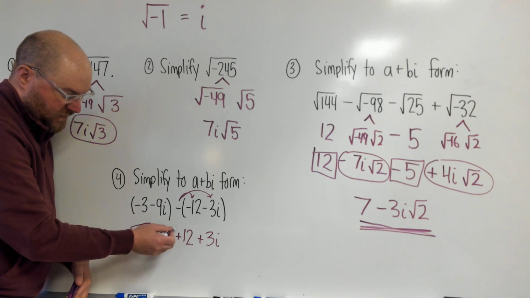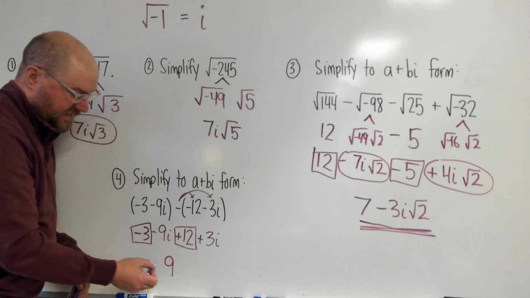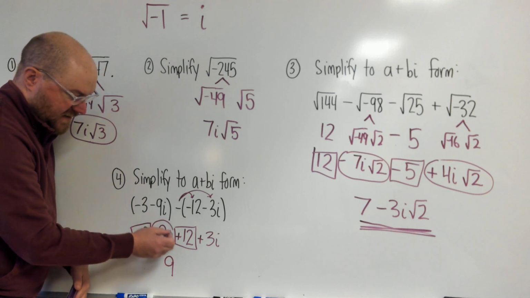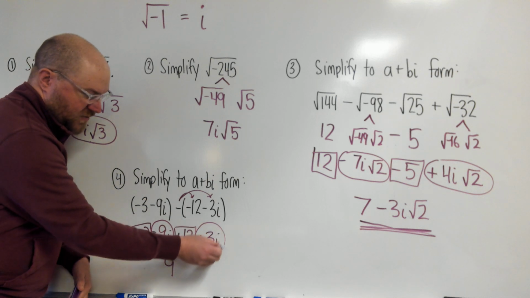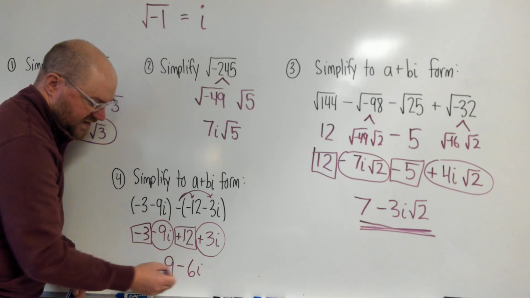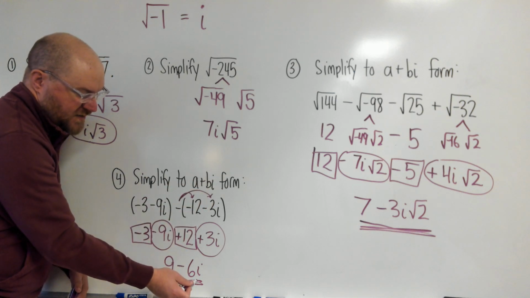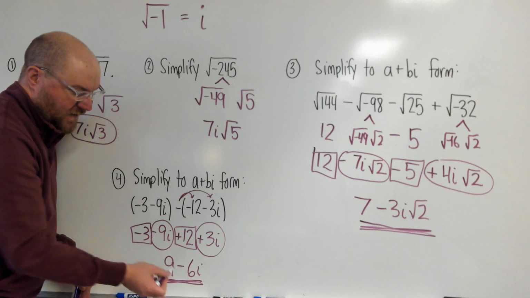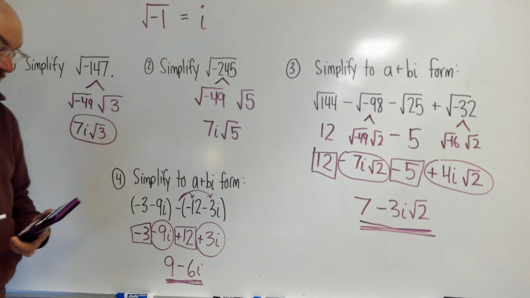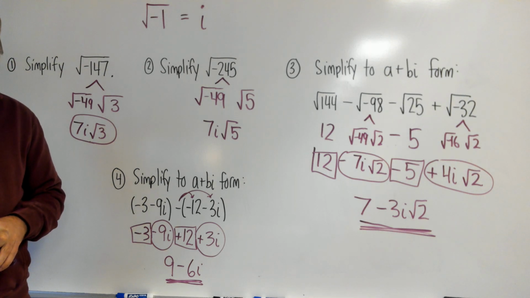So this negative 3 and this positive 12 is going to be 9. And this negative 9i and this plus 3i is going to simplify to be negative 6i. And remember, it says a plus bi form, so that means put the I term at the end and the number without the I term first. So that is adding and subtracting imaginary numbers.